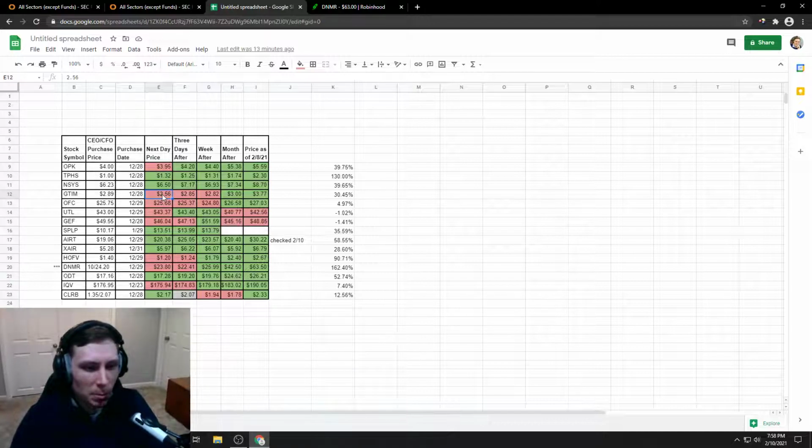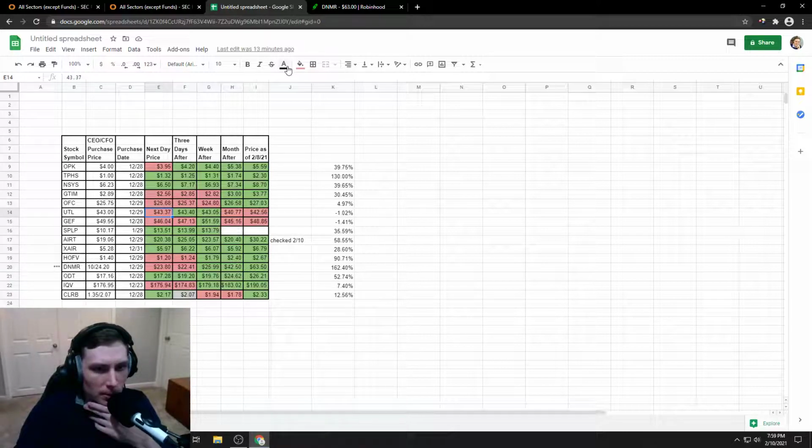This one, it would have been a big difference. Well, 30 cents, it would have been like a 10% difference. So I'd say that's pretty big. And yeah, this one's a $3. This one actually would have been profitable if you had bought it on the second day instead of the first day. And I don't know why that one is red. That should be green.